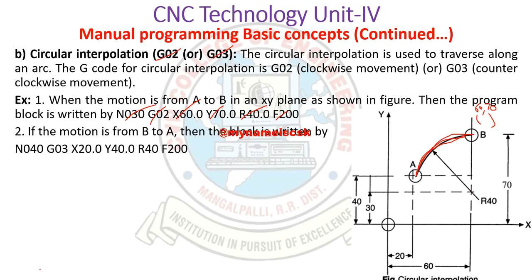And coming to the same when we are moving from B to A, we have to know the A coordinate system. So the A coordinate is x-axis 20 and y-axis comes as 40. So here we'll write N04 counterclockwise, G03 is counter. So from B to A, our initial position is here. Our cutting tool is here. From here it has to move. So X is 20, Y is 40, R radius is 40, same F200. So this is for absolute.